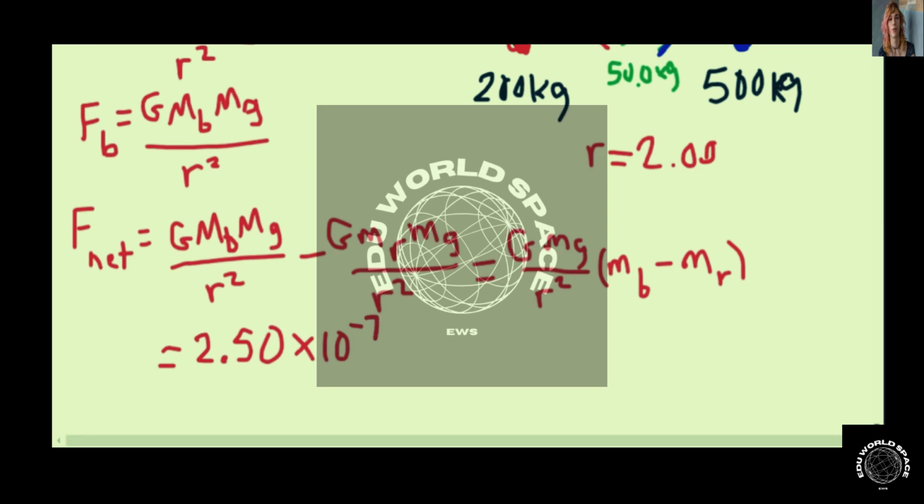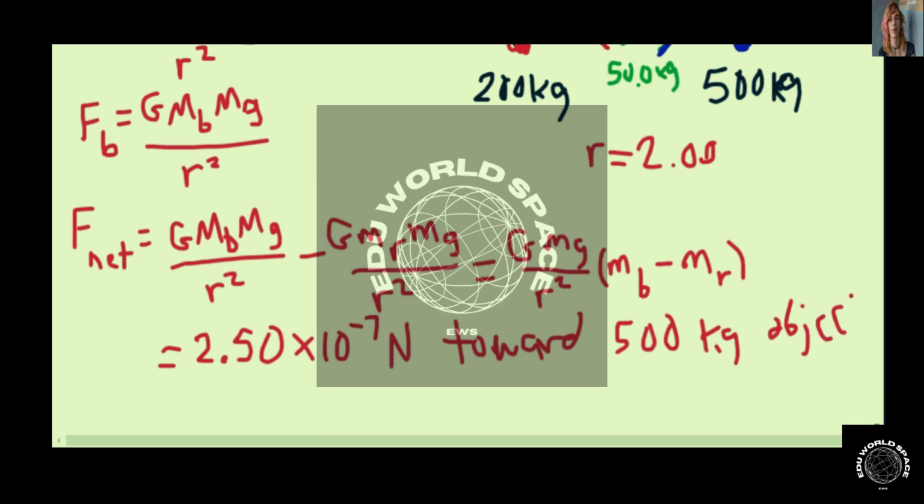And that gives me, looking as if we've got 3 significant digits here, so it is, where's my calculator? 2.50 times 10 to the negative 7th power Newtons toward the more massive object.